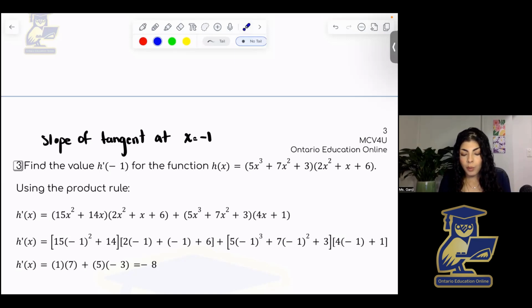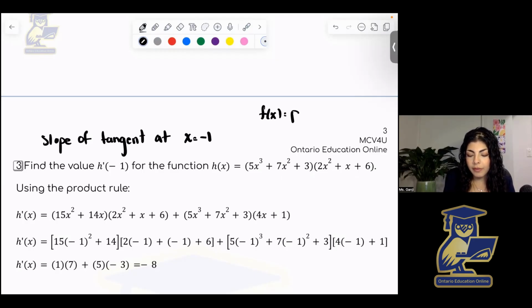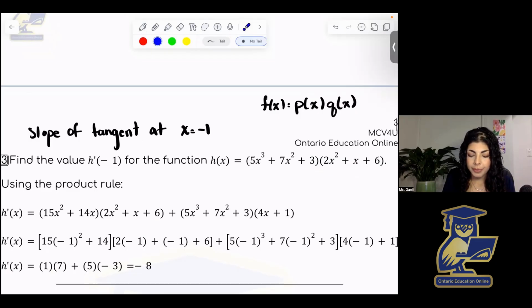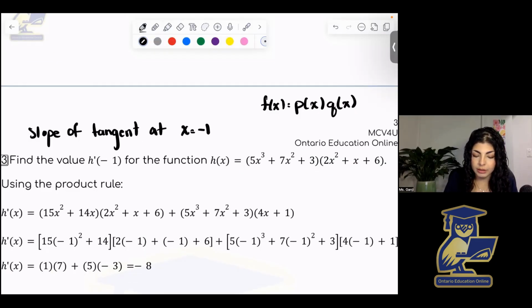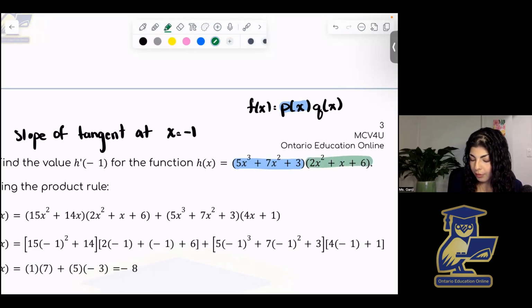And what I want to show you here is that regardless of how many terms are in your bracket, the product rule will still hold. Because keep in mind, the product rule is just f of x is p of x times q of x, and p of x and q of x can be any function. As long as they're differentiable, then you can apply the product rule. So here, in the first part, let's put this one as p of x and then q of x.